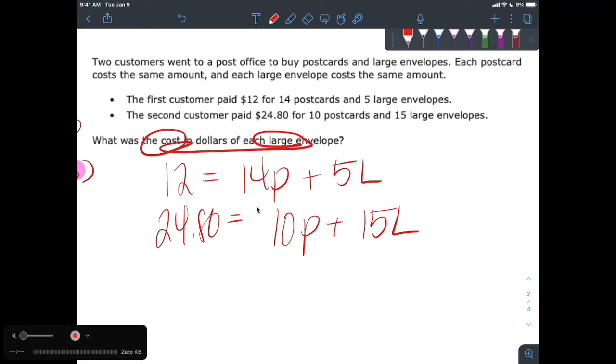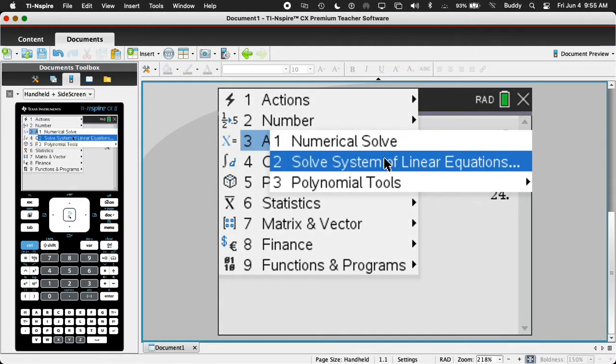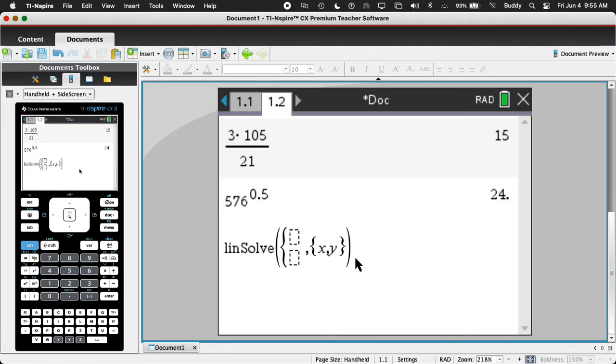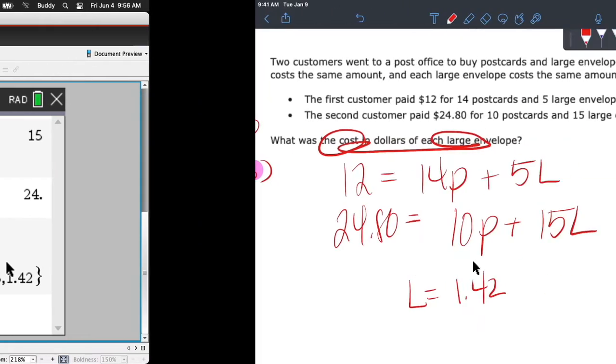So I've already gotten my equations because I translated these. So I'll go ahead and run a LinSolve. I'm going to rename these as P and L. And it looks like each postcard is 35 cents. And my large envelopes cost $1.42.